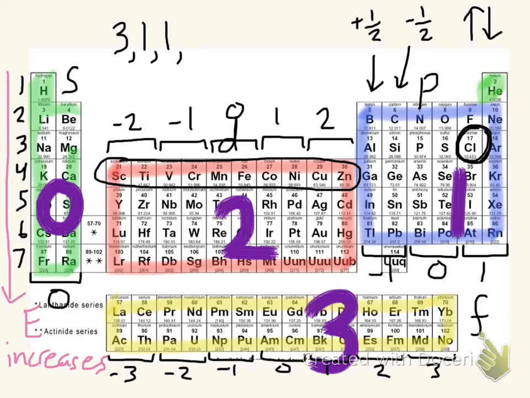And then finally, you have to figure out which one of the couple it is. Is it the first one or the second one? It's the first one. So I put a positive 1/2. And I'm finished. I hope that this helps.